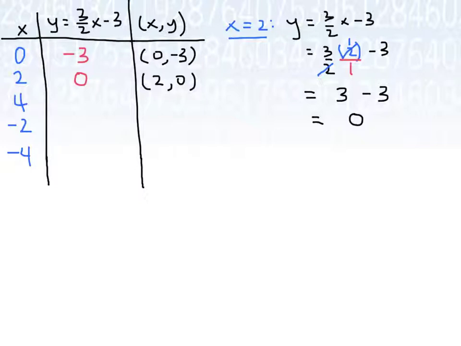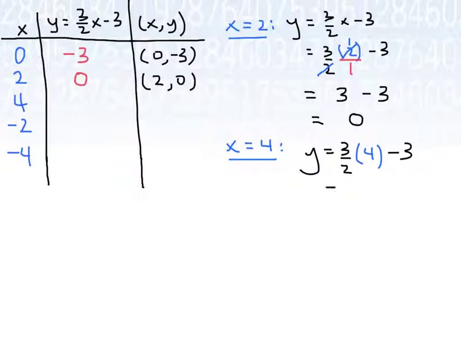We'll continue with x equals 4. Keeping in mind that my original equation is at the top. So I'll plug this in. Y equals 3 halves times 4 minus 3. And again, because you're multiplying a fraction with a whole number, it's always kind of nice to put the whole number over 1 so that you can help yourself to see if you can cross cancel. And I notice we can. 2 and 4 have common factors. 2 goes into 2 once, 2 goes into 4, 2 times.